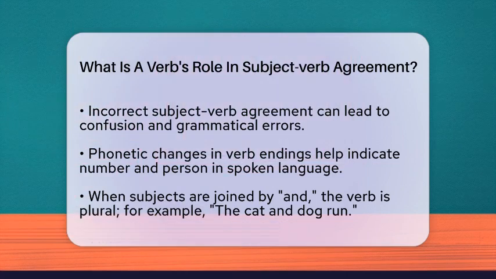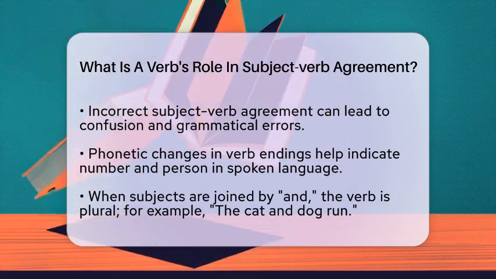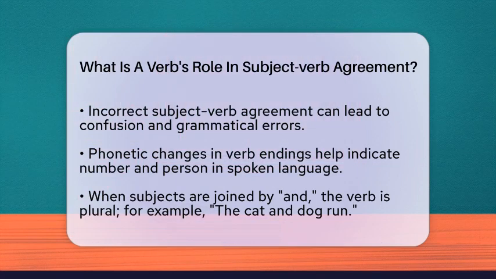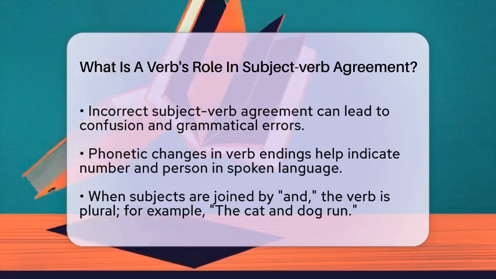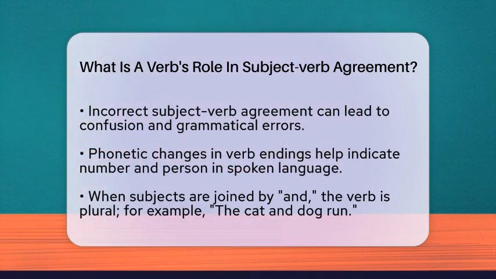Phonetically, the endings of verbs also change how we pronounce them. For example, runs ends with an S sound, while watches ends with a Z sound. These changes help us hear the difference in number and person in spoken language.